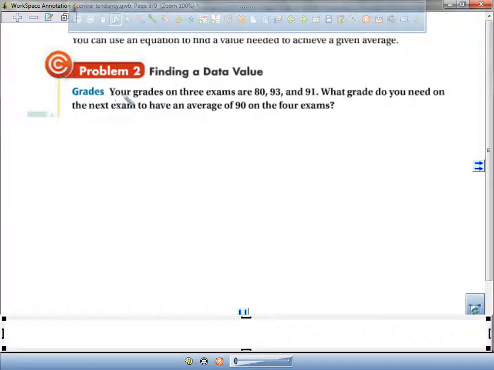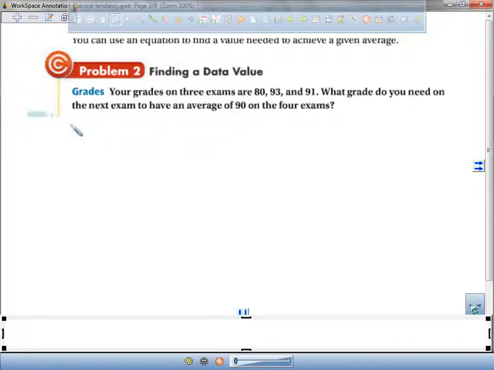Okay, I want to move on. Your grades on 3 exams are 80, 93, and 91. What grade do you need on the next exam to have an average of 90 on the 4 exams? Do you guys know how to do this? Because this is what kids are always asking me. What do I need on the next test to have this as my average? And it's not magic, it's math.